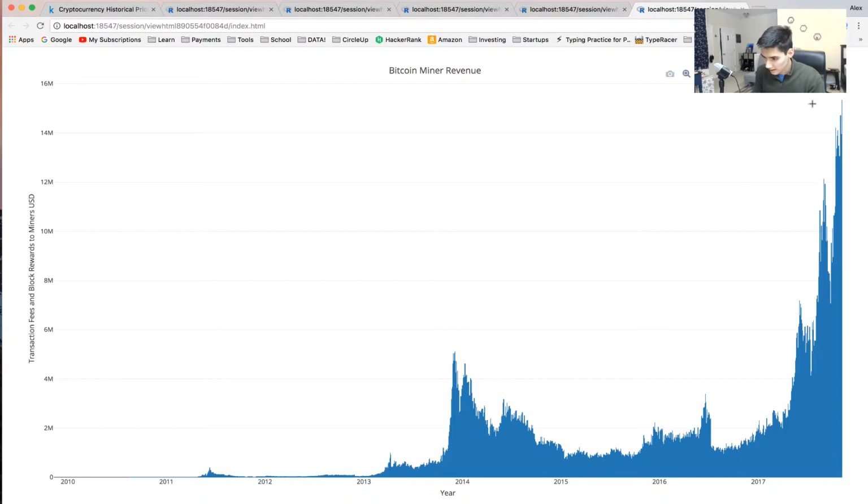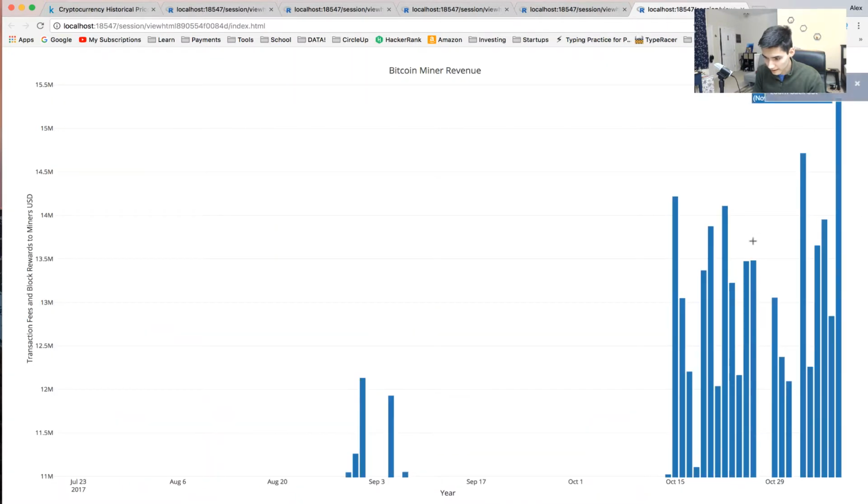Bitcoin miners. And we can look a little more in depth at this and we see that, yeah, we're hovering around 14 million back in November of 2017, a couple months ago. So I could imagine that as Bitcoin prices rise, the amount of rewards for miners increases.